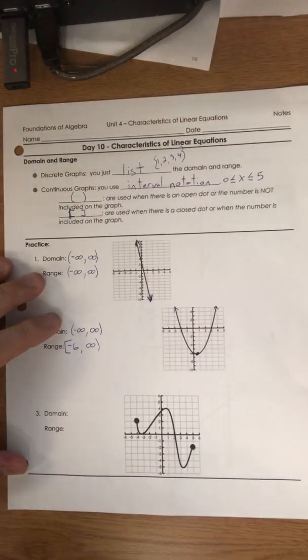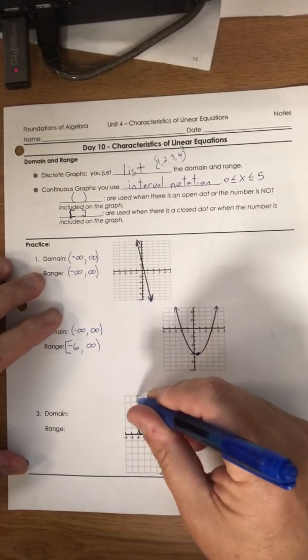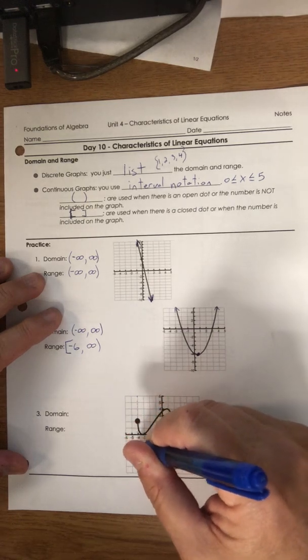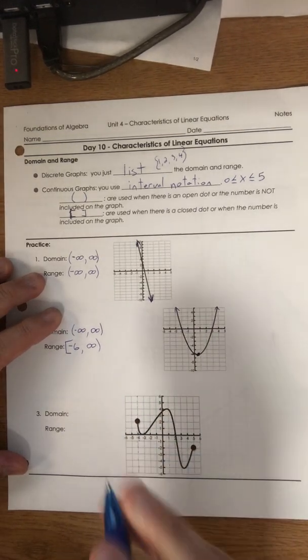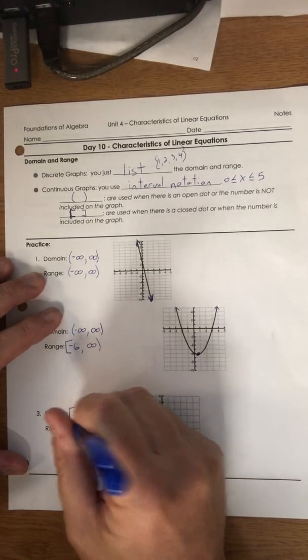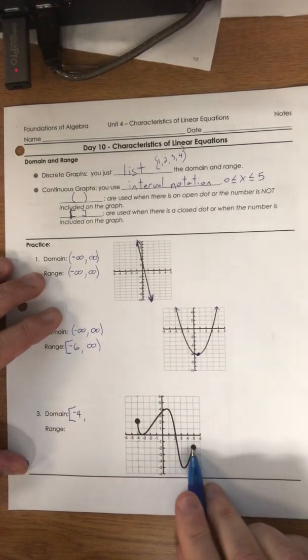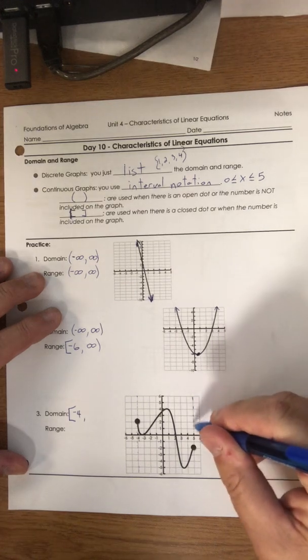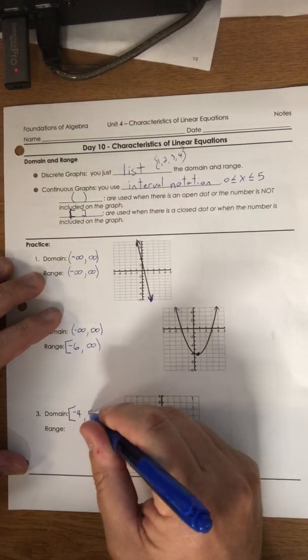So the domain and range on number 3. Well, there's as far left as it goes right there, which is at negative 4 on the x-axis. There's a closed circle there. That means I need to include negative 4. Closed circle here at 5.